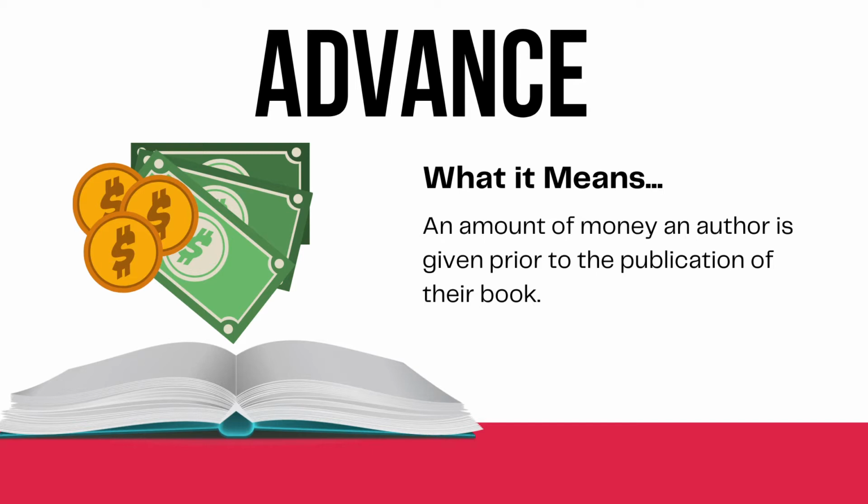Once a book sells enough copies to surpass that initial advance royalty amount, in this example case $10,000, the author will be paid royalties monthly, quarterly, or semi-annually, depending on their contract with their publisher.